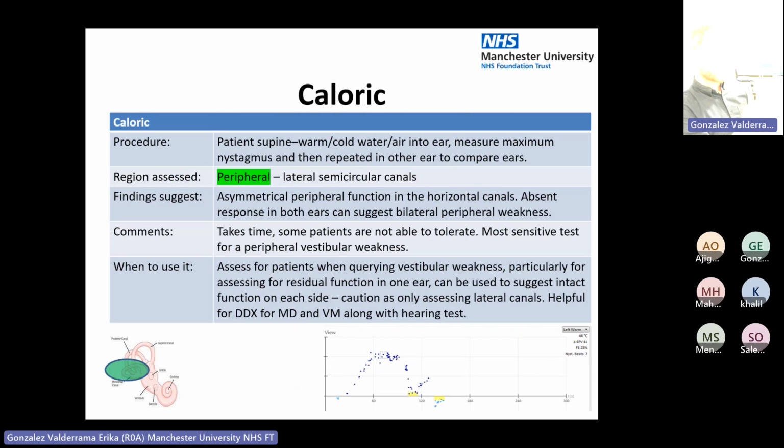So you're heating up, for example, one ear, and the heat from the water in the ear canal transfers across to the lateral semicircular canal. It creates a convection current in the canal, which starts the endolymph moving, which bends the cupula, which sends a nerve signal down the 8th nerve to the brainstem and starts the VOR off.